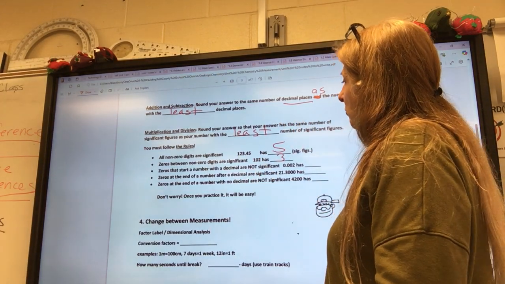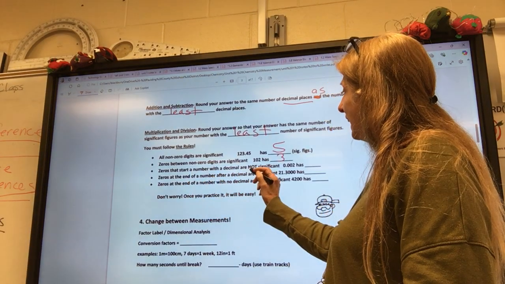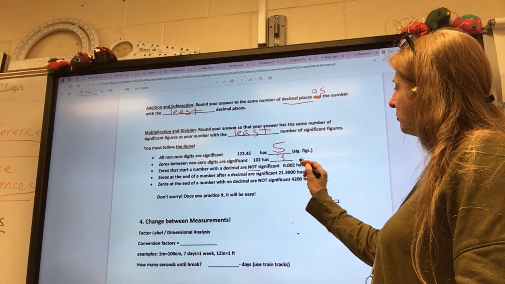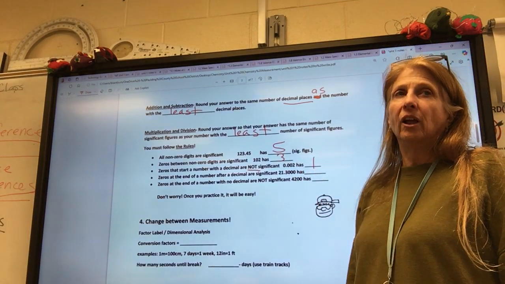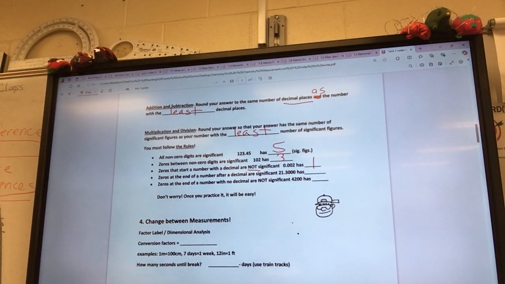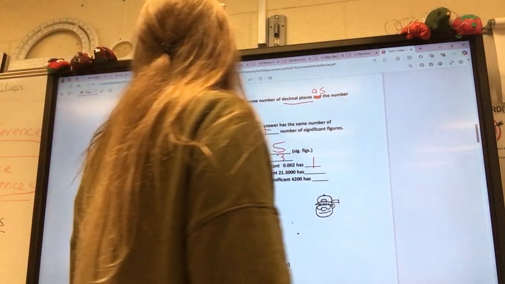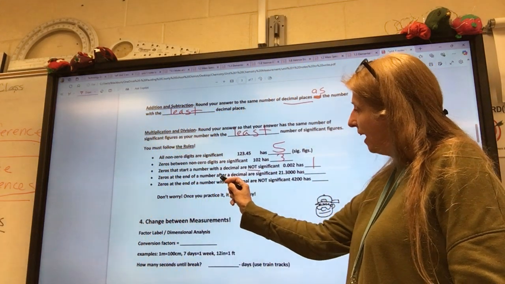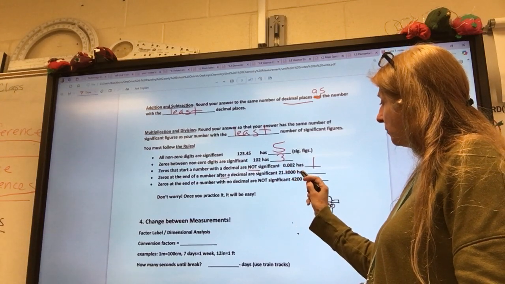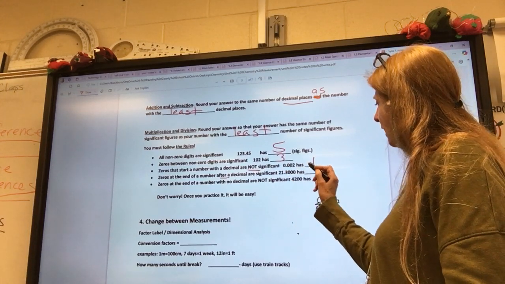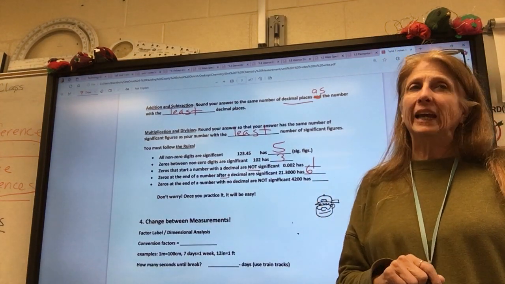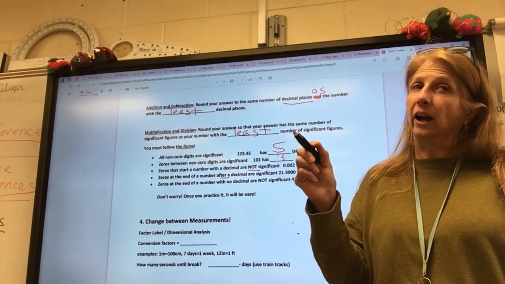Okay, the next one. Zeros that start a number, zeros at the beginning, are not significant. They're considered placeholders. So 0.002 only has 1 significant figure. Those zeros at the beginning don't count. Okay, next idea. Zeros at the end of a number after a decimal point count. So 21.3000 has 6. 1, 2, 3, 4, 5, 6. Zeros at the end after a decimal count. Zeros at the beginning don't count. Zeros in the middle count.